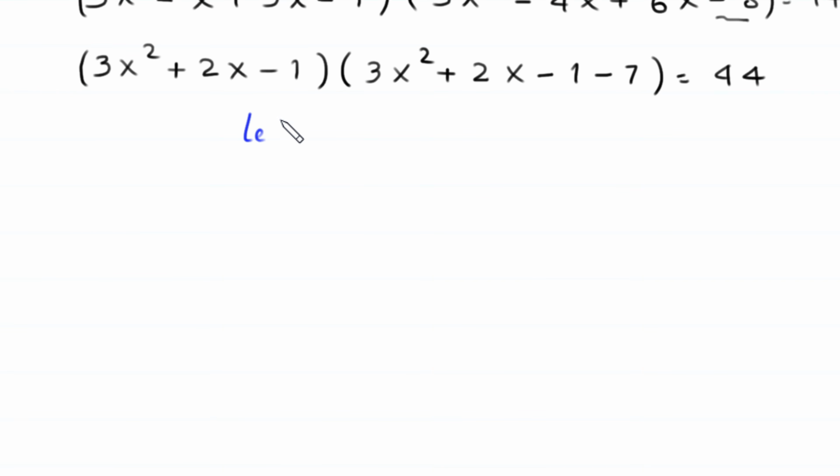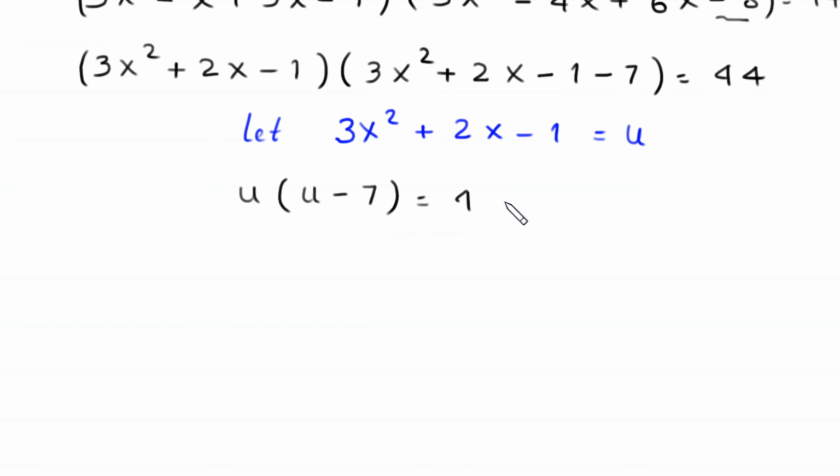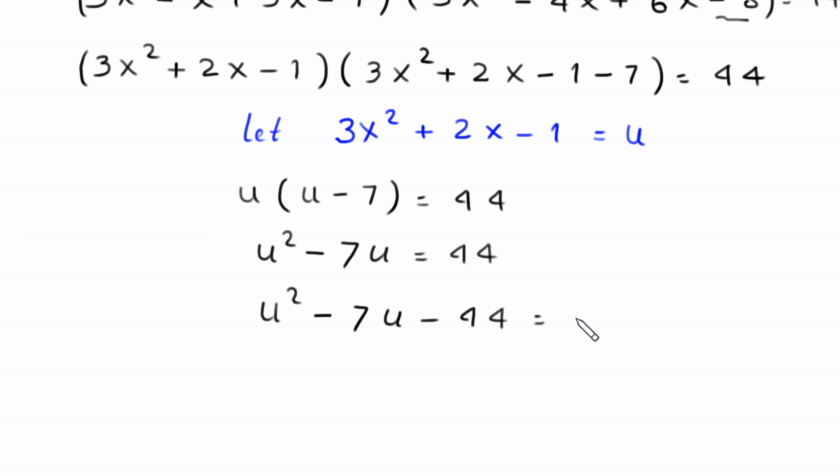Now we suppose that 3x squared plus 2x minus 1 equals u. So this equation will become u times (u minus 7) equals 44. u times u is u squared, u times negative 7 is negative 7u, equal to 44. Move this 44 to the left hand side, this will become u squared minus 7u minus 44 equal to 0. Now this is a quadratic equation and is factorable.